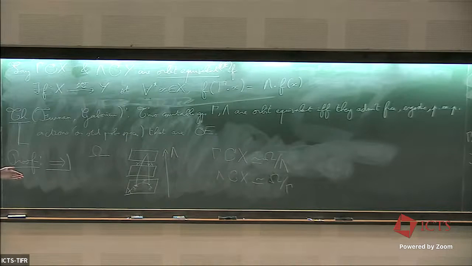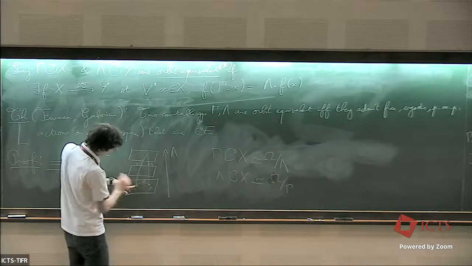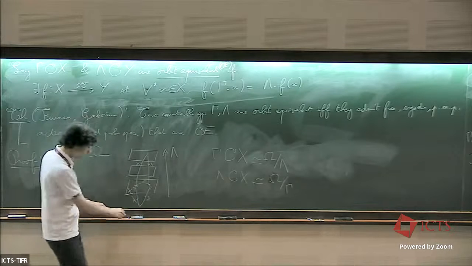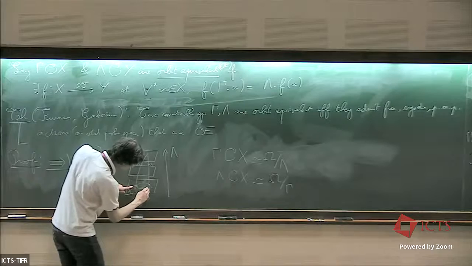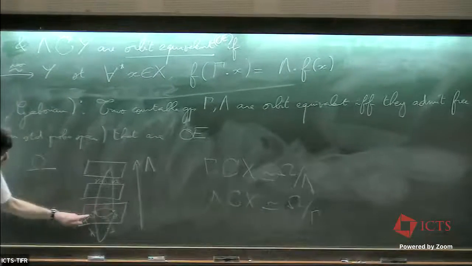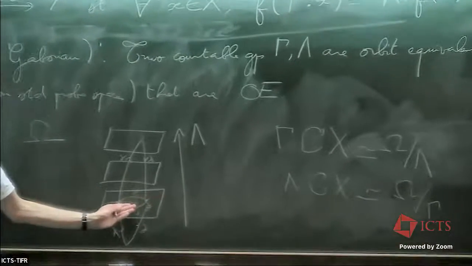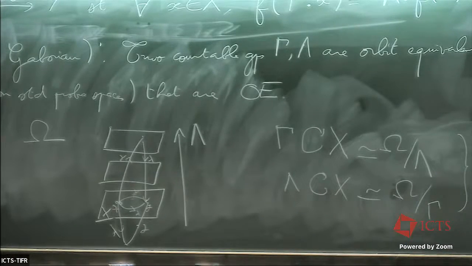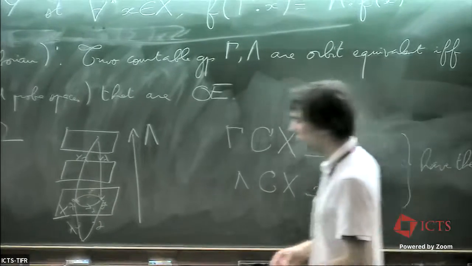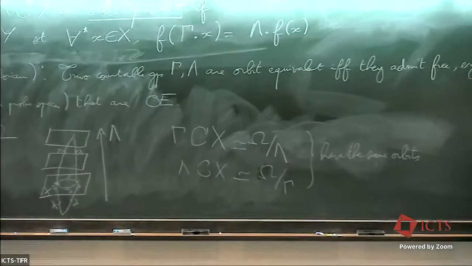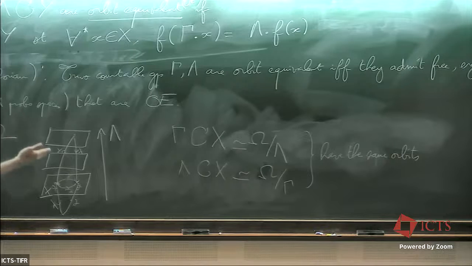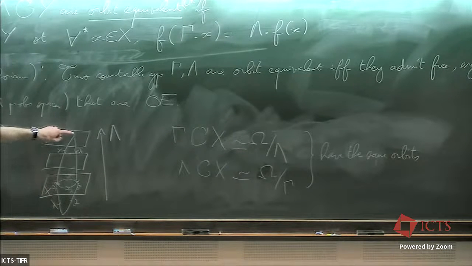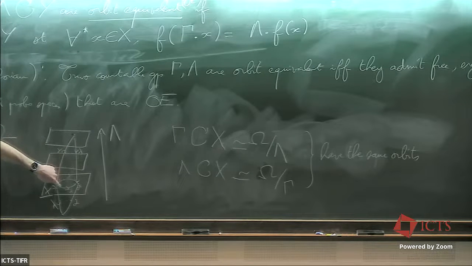And because the actions commute, if you do gamma and then lambda, it's the same as doing lambda and then gamma. And this is saying that whenever I have an element of gamma sending X to Y, I also have an element of lambda sending X to Y. And this is exactly saying that those two actions have the same orbits. And we're almost done, except that those actions might fail to be free, because it could be that the element gamma sends X here, and the element lambda brings it back to X itself.